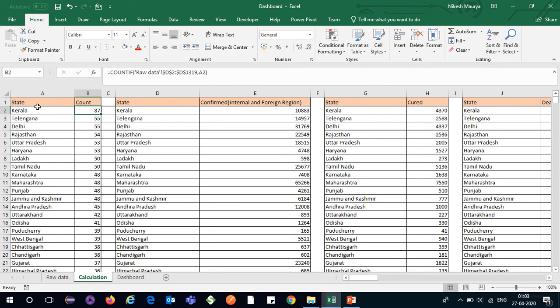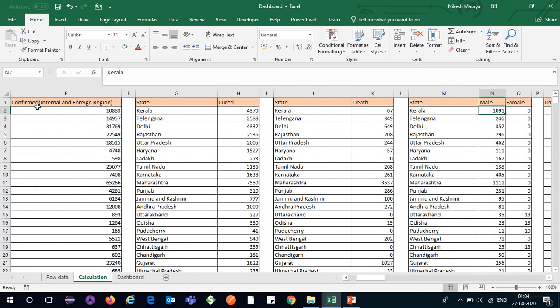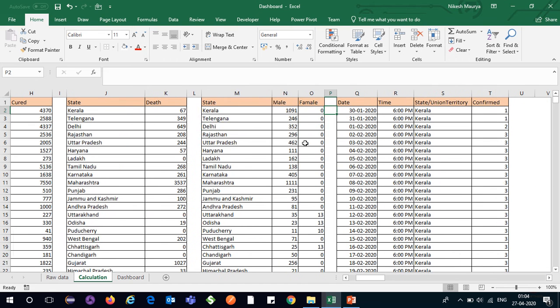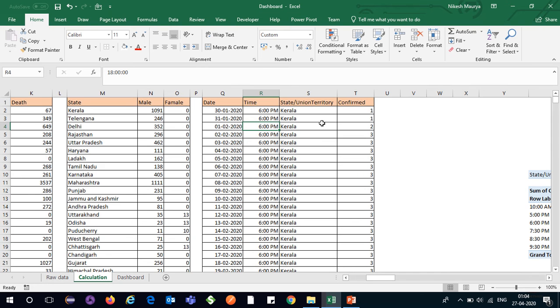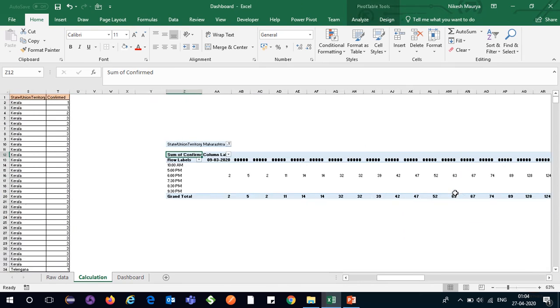Another I have chosen for the confirmed cases, which were internal and foreign region, and another I have chosen the state with the cured people, and the other for the state and the death people, and similarly for the state having male and female who were affected. And then I have used this whole table to make a pivot chart and to analyze in a clearer way. So here I have created the data, and here I have made the pivot table and pivot chart.